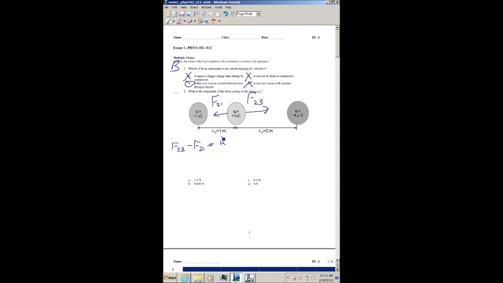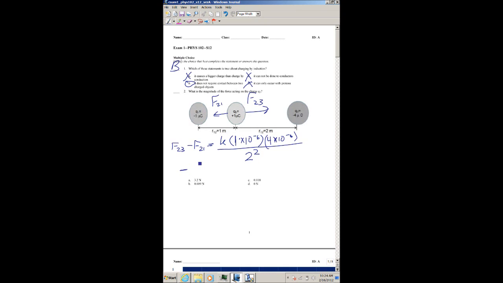So F23 is going to be k times Q2 times Q3. I'm just going to leave them in microcoulombs, and you'll see why in just a second. Actually, no, let's go ahead and do it like we're supposed to do it, but it turns out to not matter. So I'm going to have 1 times 10 to the minus 6, times 4 times 10 to the minus 6, divided by the distance between them squared, which is 2 squared, so that's 4.